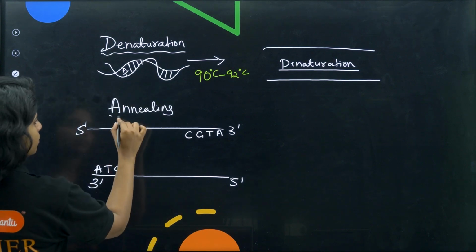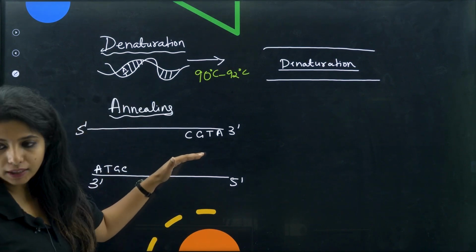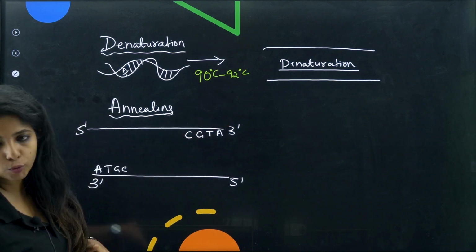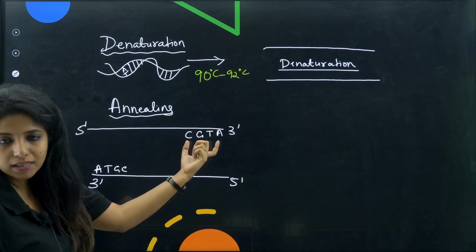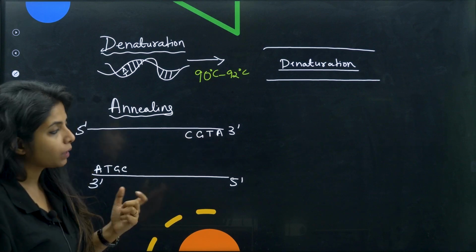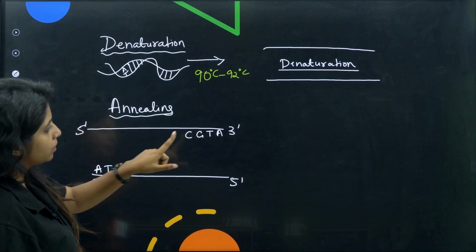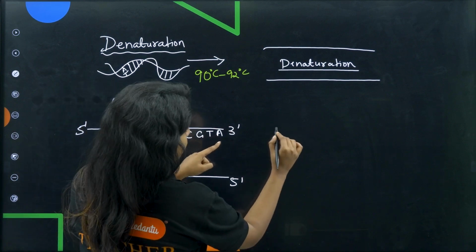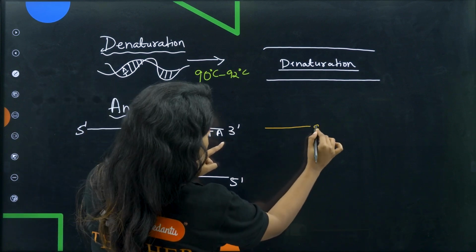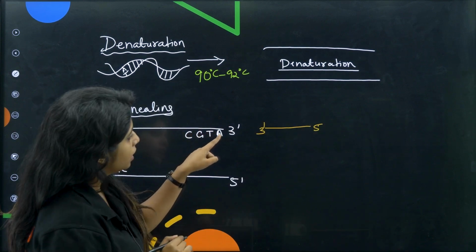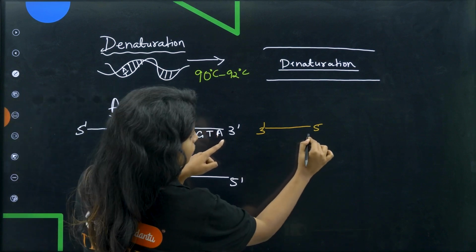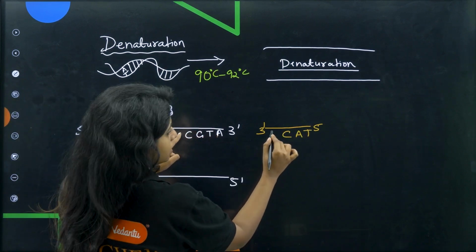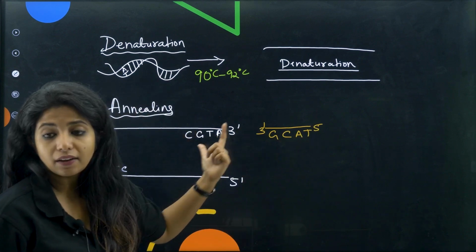Annealing means you want to make a copy of the DNA strand. So this DNA strand is there, I want to make a copy of it. I want to make a copy of this strand also. And I know the strand sequence. So what do I do? I make a primer out of it. The primer should have the complementary strand. Suppose this is the primer, in the 5 dash to 3 dash direction. A is here, so it will be T here. T is here, so A will be here. G is here, so C will be here, and C is here, so G will be here. This is the primer that I have created.